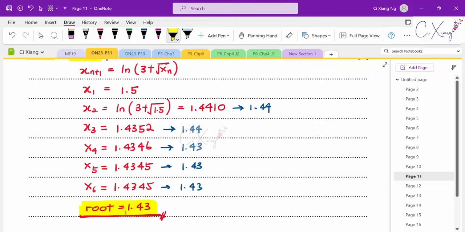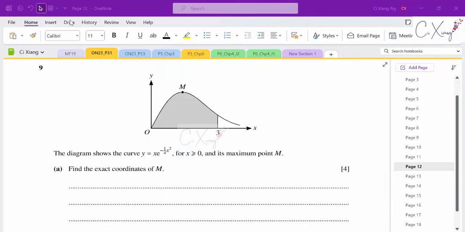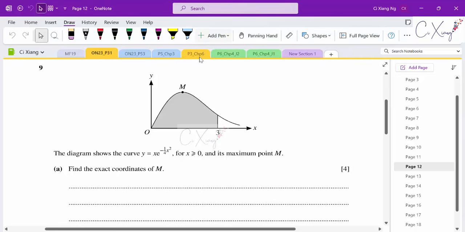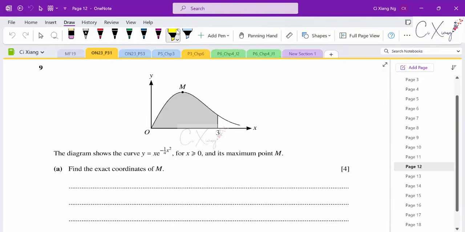And let's look at question number 9 now. Okay, so let's have a look at question number 9. We are given a diagram and it shows the curve of this equation for x greater than or equal to 0, and the maximum point is M. So M is the maximum point. They want to find the exact coordinates of M. Highlight the keyword exact coordinates.